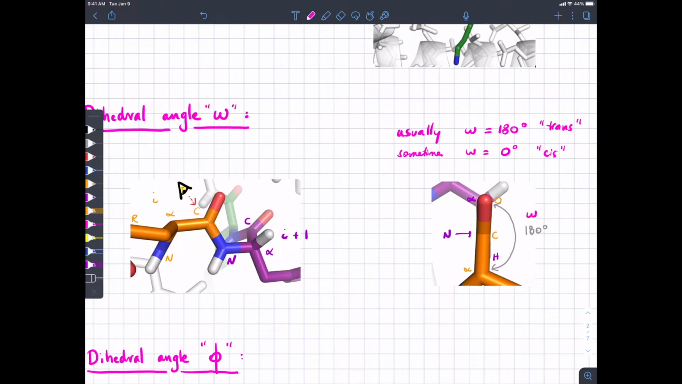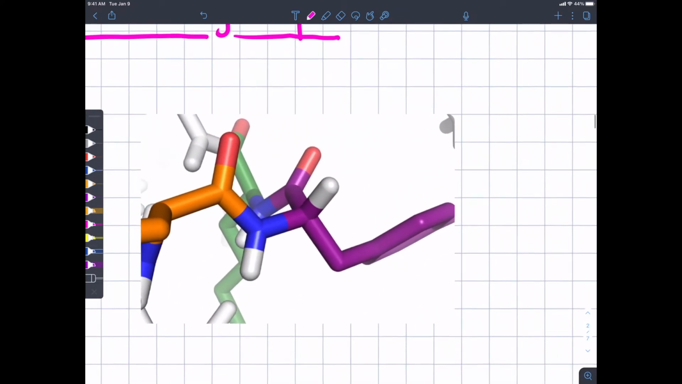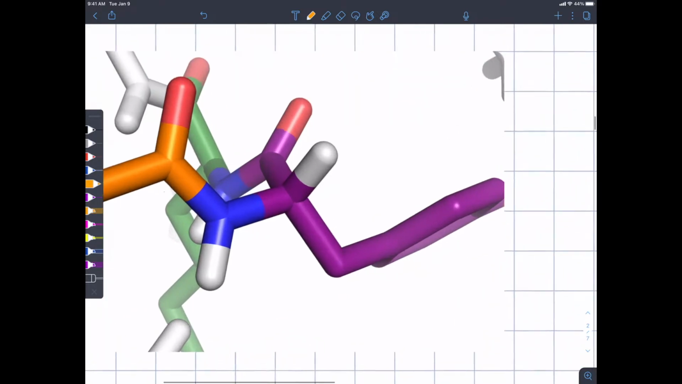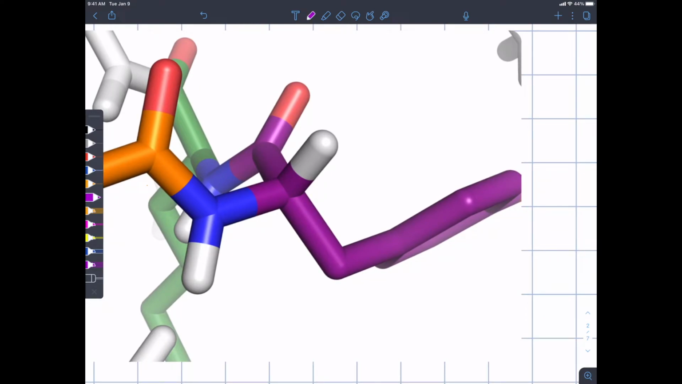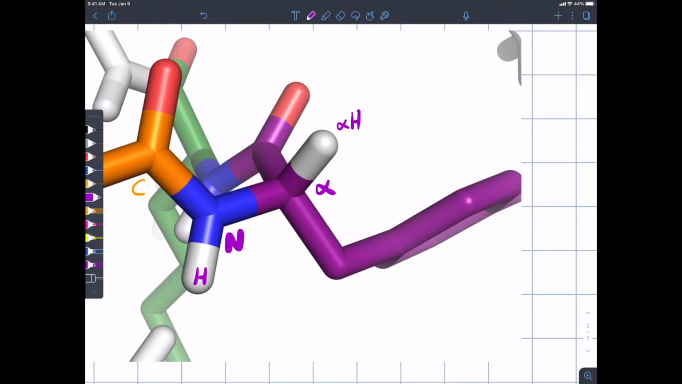Okay. So now let's look at phi, and that is going to be looking down the bond between the orange, let's see, nope, I'm wrong. Phi is going to be looking down the bond between the purple amide nitrogen and the alpha carbon. And coming off that amide nitrogen, you're going to have the amide proton, and you're going to have the carbonyl carbon of the previous amino acid. And then in back, attached to the alpha carbon, you're going to see the alpha proton, the carbonyl carbon, and the side chain.